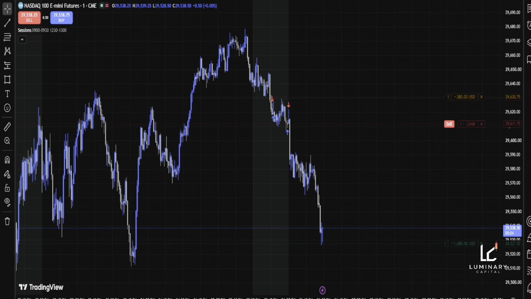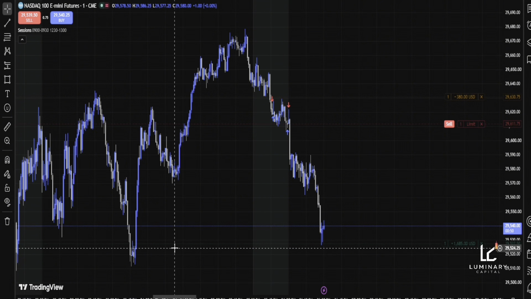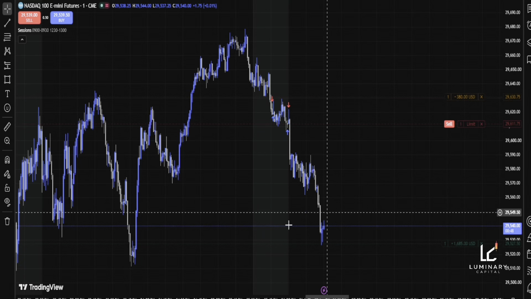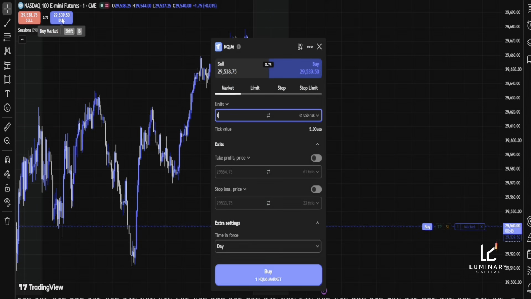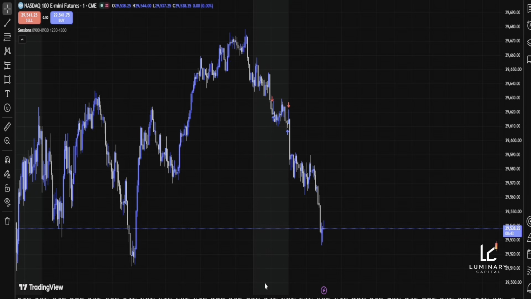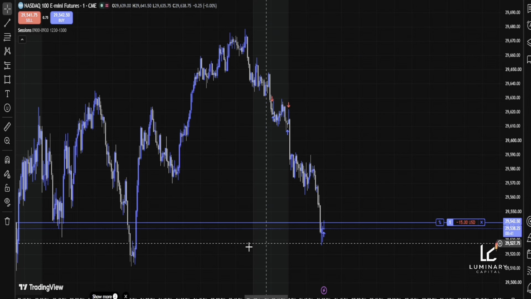I want to show you guys an A1 setup here. This system, you can use it all the time. I'm gonna actually go ahead and take a buy. I'm gonna take a long position, and I'm gonna break down to you why I'm taking a long position.